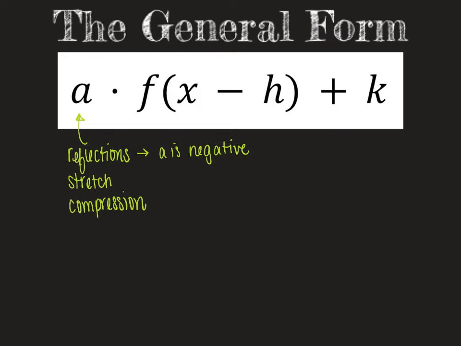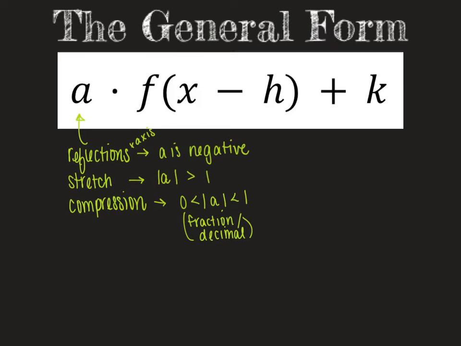So you have a reflection when A is negative, and that's a reflection over the x-axis. You have a stretch when the absolute value of A is greater than 1, so it's a value greater than 1. And you have a compression if that absolute value of A is between 0 and 1, so you can think if it's a fraction or a decimal. But you do need to make sure that you're not getting tricked, because sometimes you can have a fraction that's greater than 1. So just make sure that it's compressed if it's a value that's less than 1 or greater than 0.